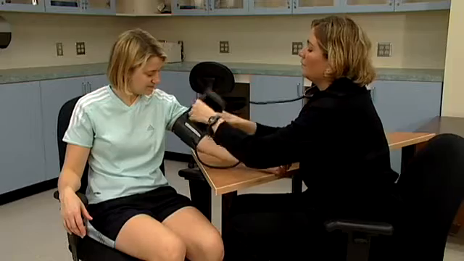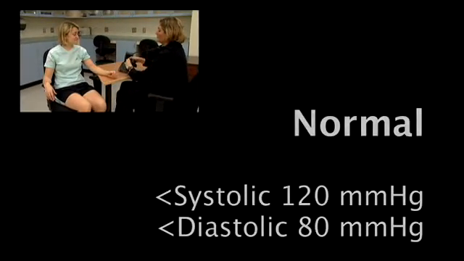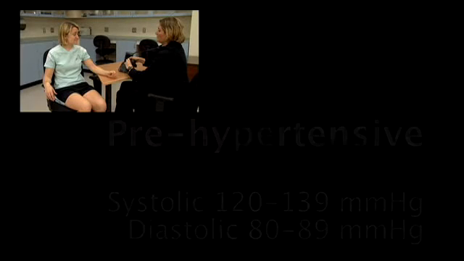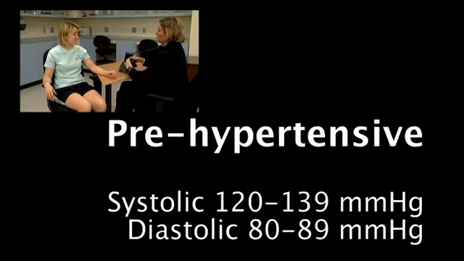According to the American Heart Association 2005 scientific statement, normal blood pressure has a systolic blood pressure less than 120 millimeters mercury and a diastolic blood pressure less than 80 millimeters mercury. Pre-hypertensive blood pressure has a systolic between 120 and 139 millimeters mercury and a diastolic of 80 to 89 millimeters mercury. There are 3 stages of hypertension.